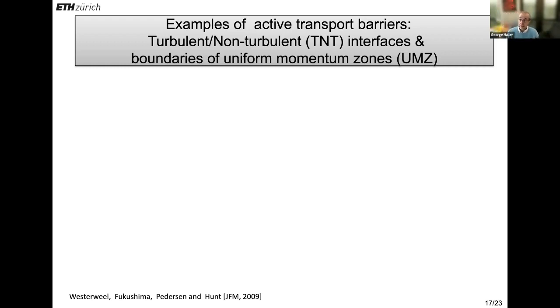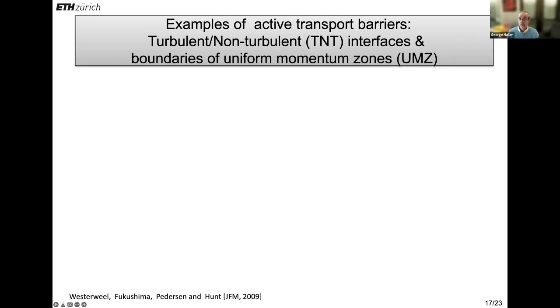And the other one that is receiving a lot of attention is uniform momentum zones, which are zones in turbulence where, if you appropriately average them and do some black magic, then you basically find layers in which momentum is arguably, to some extent, uniform. And then you could talk about the boundaries between these uniform momentum zones, which then apparently are barriers to the transport of momentum, because momentum doesn't get mixed up, right? So these are two. The first one, the turbulent/non-turbulent TNT interface, is fundamentally thought of as a barrier to vorticity transport.